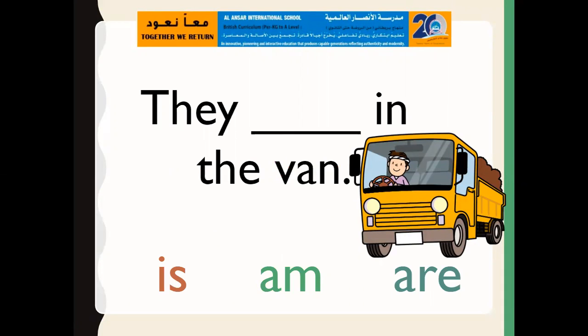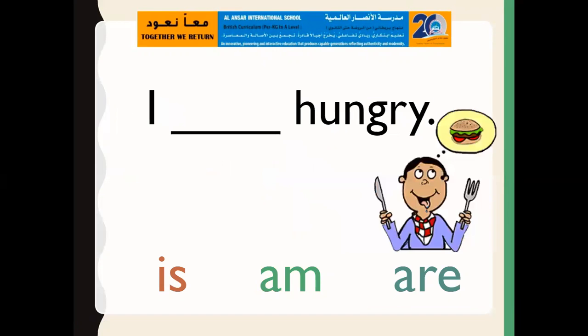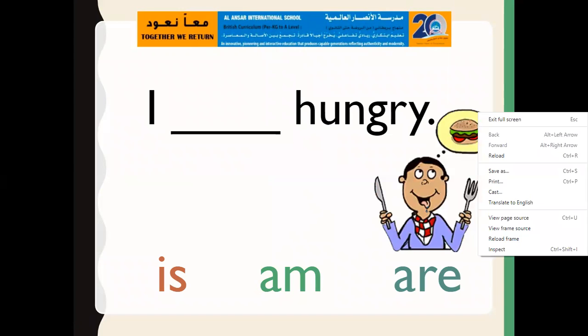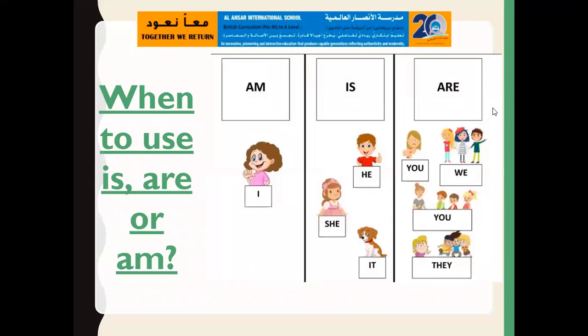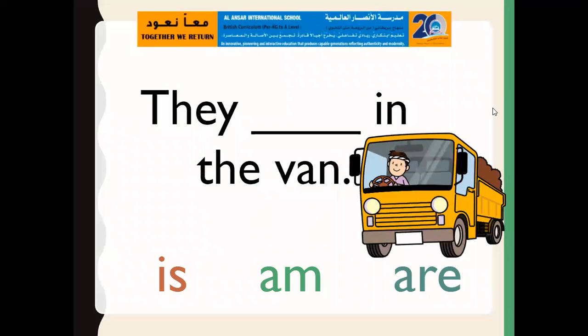I would like you to try this example on your own. You can pause the video and go back to the clue page if you need to. The correct auxiliary verb to fill in the blank will be are. They are in the van. If you got this correct, well done.